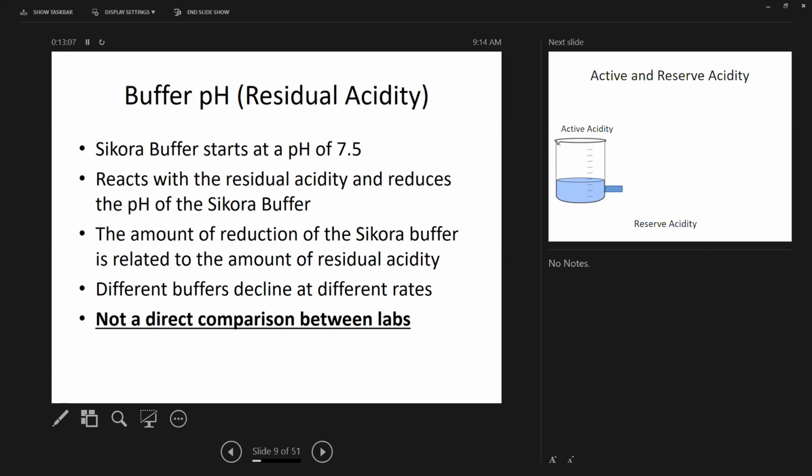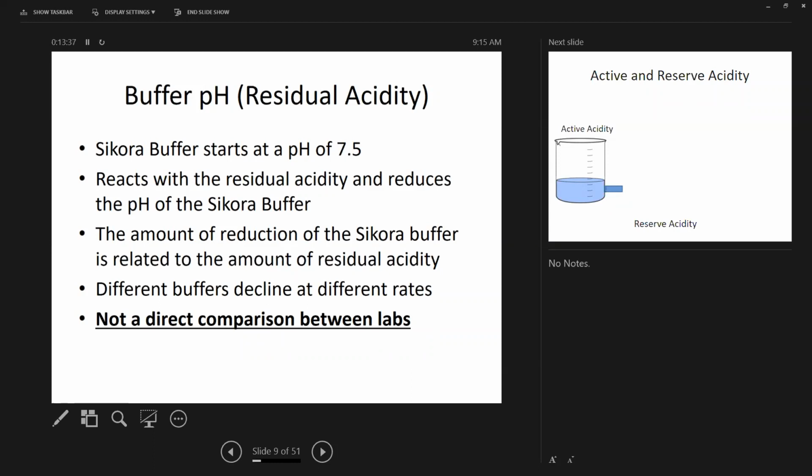Different buffers decline at different rates. We used to use, in Tennessee, they use the Adams-Evans buffer. I believe they've switched to a Sikora buffer now. We used to use a different buffer here until Frank replaced it with a Sikora buffer, but they start at different values. Waters Lab, I'm pretty sure they still use the Adams-Evans buffer, which starts at a pH of 8.